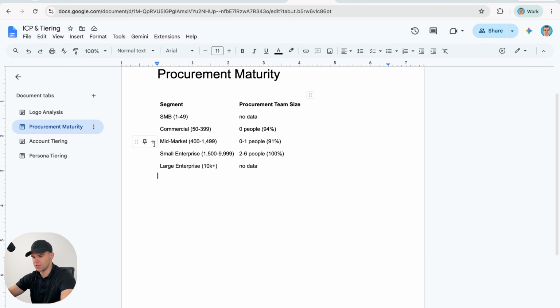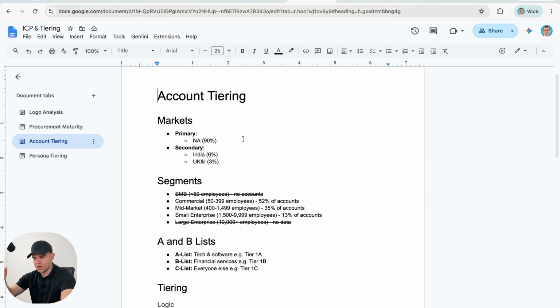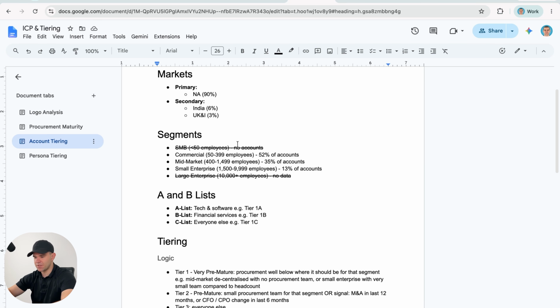And from that, we can start to figure out what the account tiering looks like. So 90% of their accounts are in North America, so US, but we've also got 6% in India and 3% in the UK. In terms of segments, we're not going to target SMB, they don't have any accounts. We're not going to target large enterprise, they don't have any accounts. Let's target commercial, mid-market, and small enterprise. That being said, if a large enterprise company wants to work with you, great, we'll absolutely work that account. But in terms of the lowest hanging fruit, who we should primarily target as an outbound motion, these 3 make the most sense.